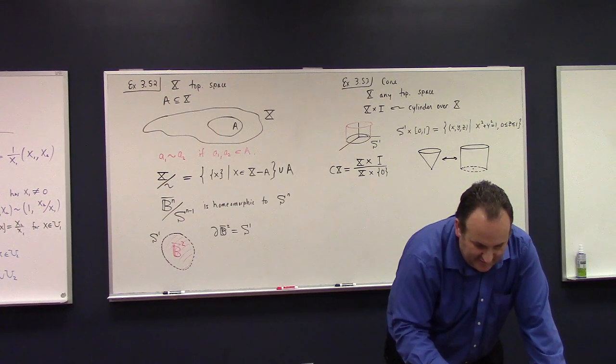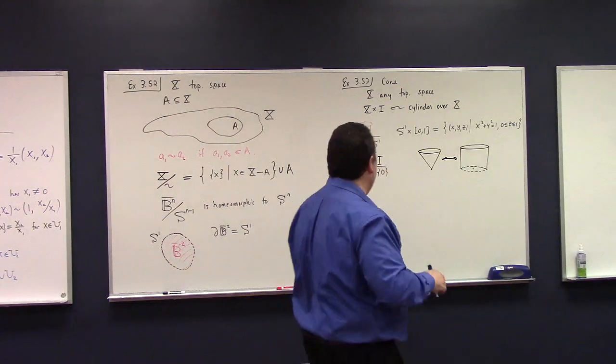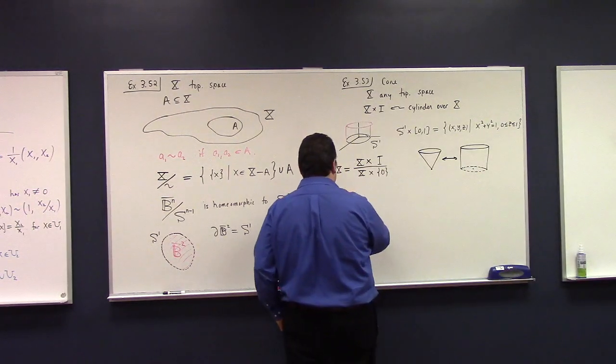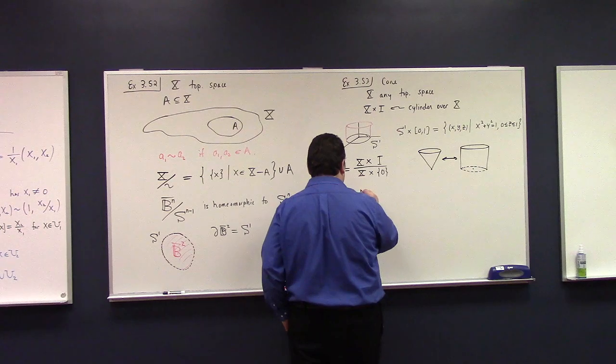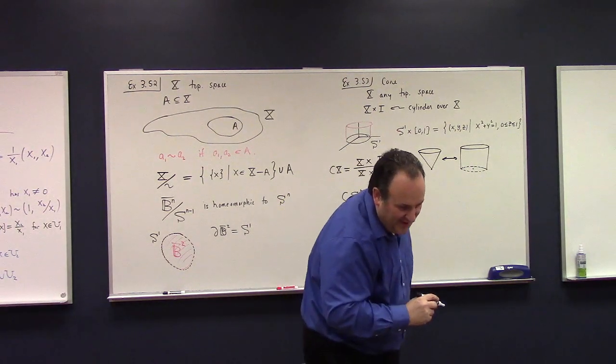He says it's easy to see geometrically, and we will prove it, that the cone of S^n is homeomorphic to B^n.